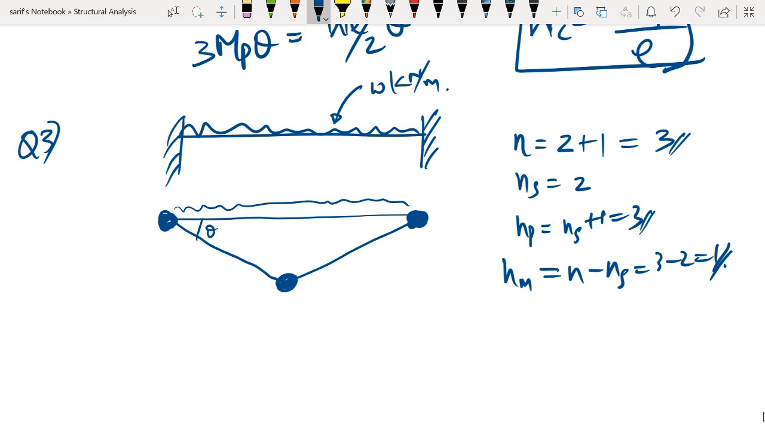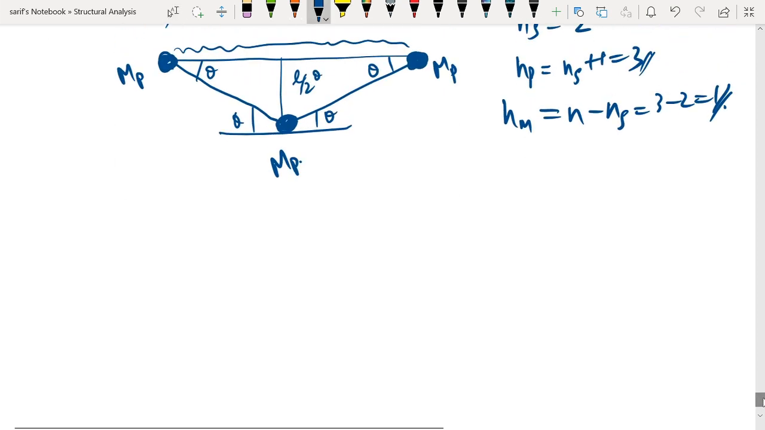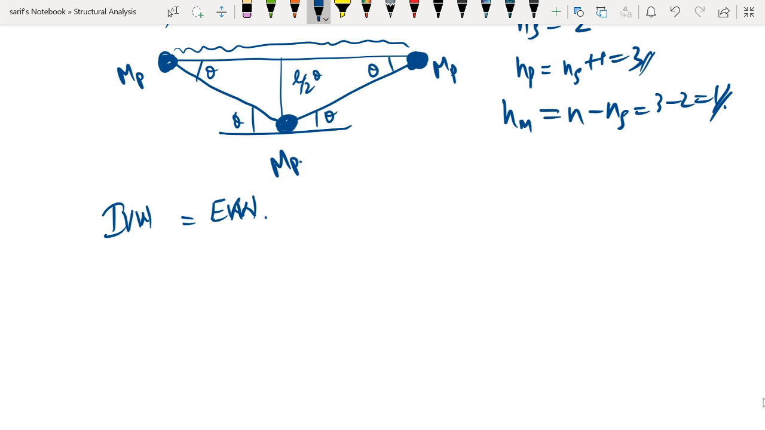Now since this angle is theta, this would be L by 2 into theta, and this would be theta, and this would be theta and theta again. And each of these plastic hinges will have Mp as the plastic moment capacity. Now once the geometry of the mechanism is completed, we can write the virtual work equation, that is internal virtual work done by the plastic hinges will be equal to the external virtual work done by the loads. So for the first plastic hinge it is Mp into theta, for the second plastic hinge it is Mp into theta plus theta, and for the third plastic hinge it will be Mp into theta.